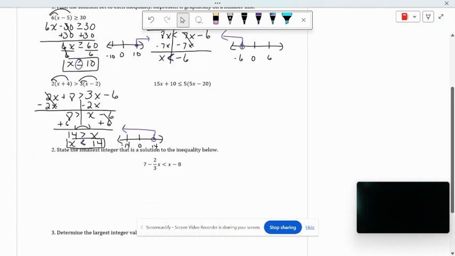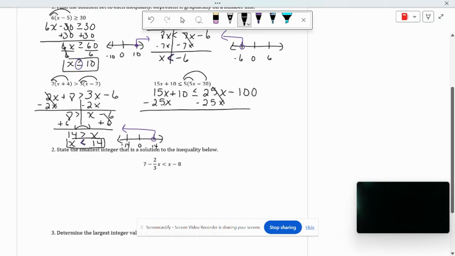Okay. Up here we have to do the distributive property. We get 15x plus 10 is less than or equal to, okay, 25x minus, be careful, it's a negative times a positive, 100. Okay. In this case, I'm going to start by subtracting 25x on both sides.